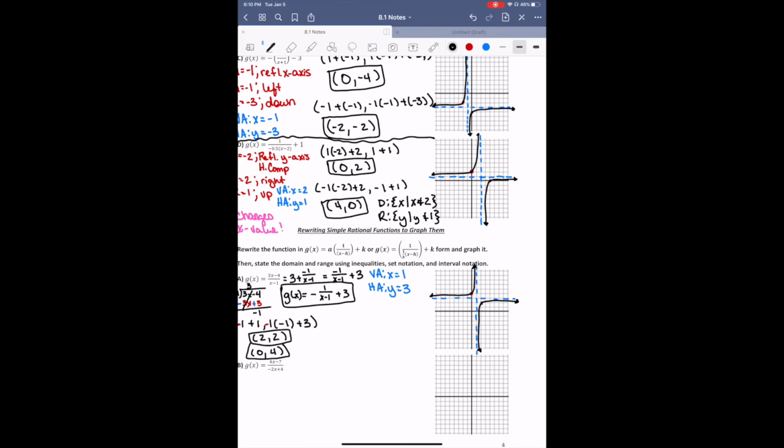Okay. Now, again, we are asked to state the domain and range using inequality, set notation, and interval notation. Let's just focus on the set notation part. Domain, defined for x, x cannot equal 1. And range, defined for y, y cannot equal 3. And there you go. That is how we rewrite our function in order to graph.